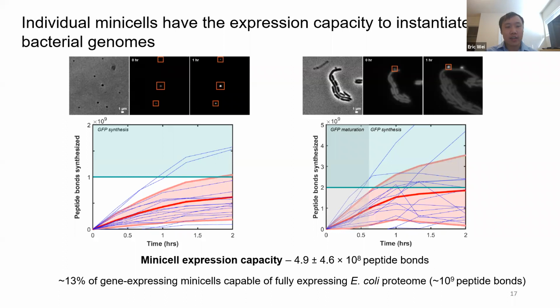And what's interesting is that this small proportion of minicells, about 13%, if they were able to do that, then they could be able to fully express an E. coli genome in its full proteome.